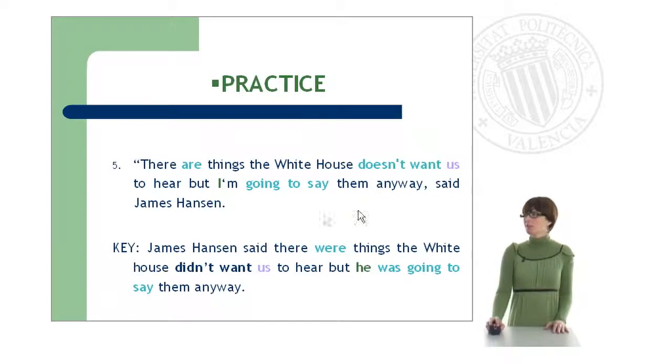And the key is: James Hansen said there were things the White House didn't want us to hear, but he was going to say them anyway. So as you can see, you need to change the verb are into were. Okay, the pronoun remains the same. Then there is a change in the subject from I to he, and a change in the verb tense. Going to say, he was going to say.